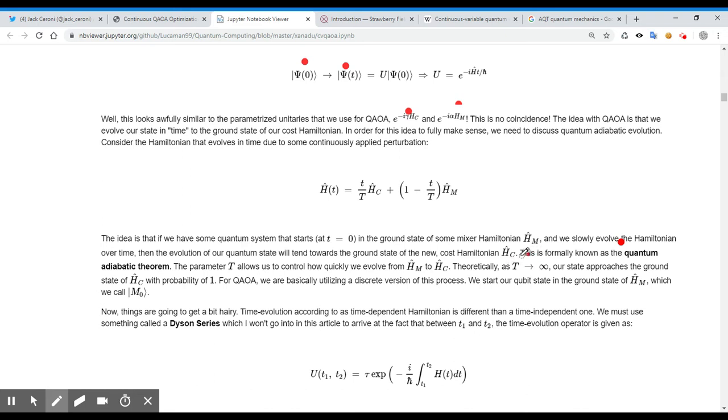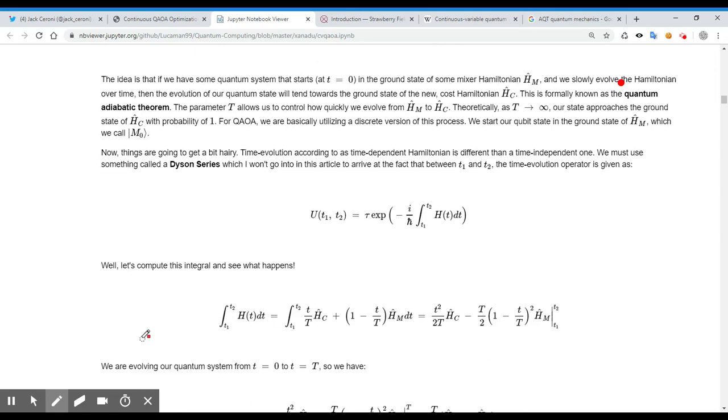The parameter t allows us to control how quickly we evolve from HM to HC. Theoretically, as t approaches infinity, our state approaches the ground state with probability 1. For QAOA, we're basically utilizing the discrete version of this process. So we start with a qubit in a ground state, which we call M0.